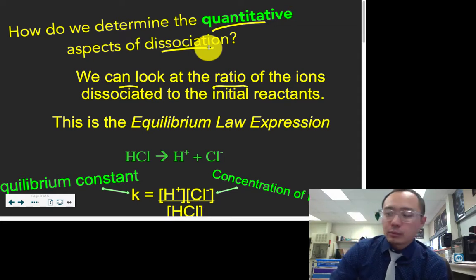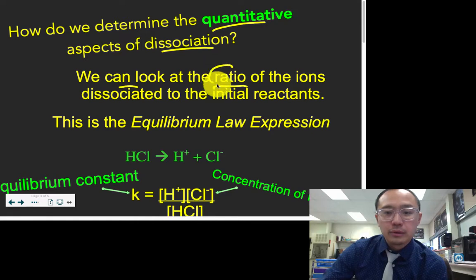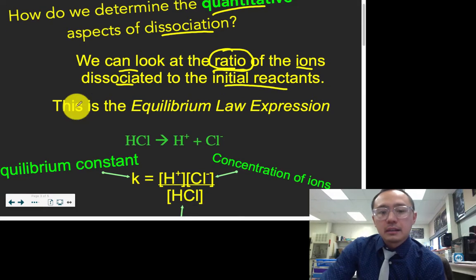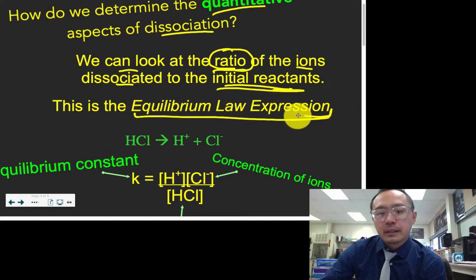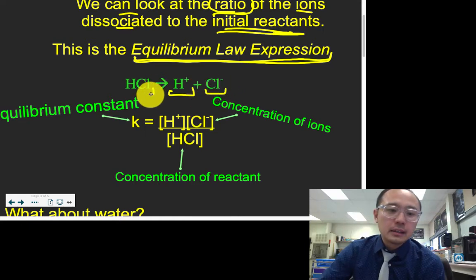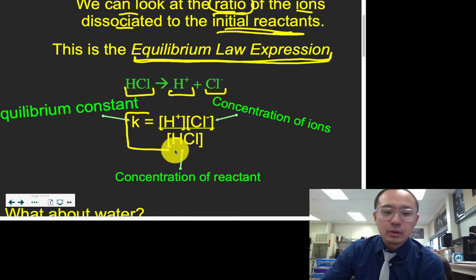Yeah, we can. When we do that, we're looking at the ratio of the ions dissociated compared to the initial. When we're looking at the ratio, we're actually working with a constant. There's an expression called the equilibrium law expression. This expression compares the ratio of the products, which are the dissociated ions, to the initial. So this is the general expression formula.